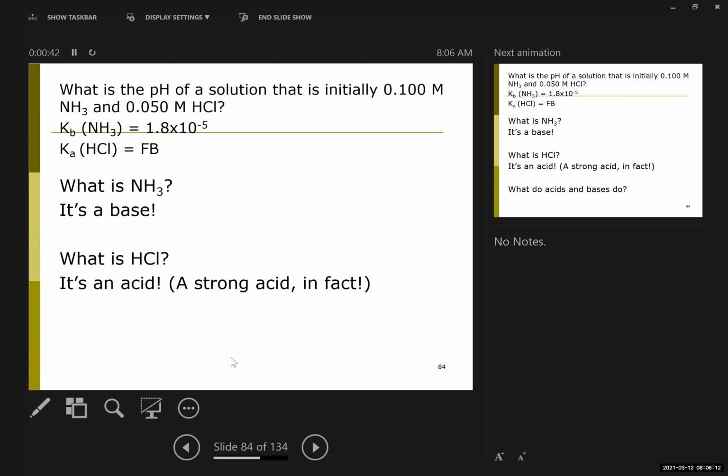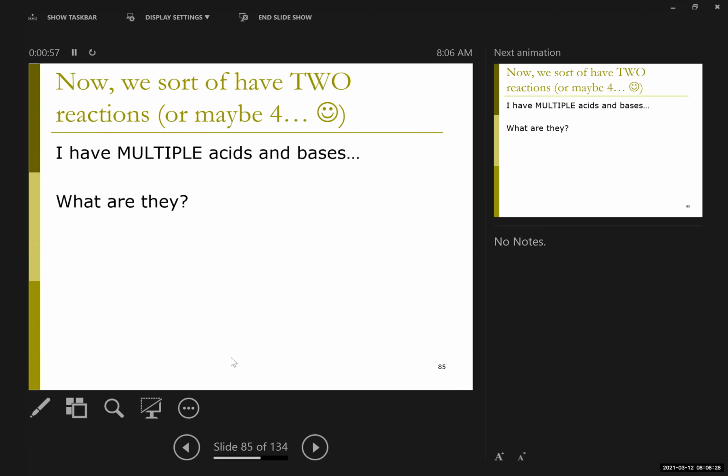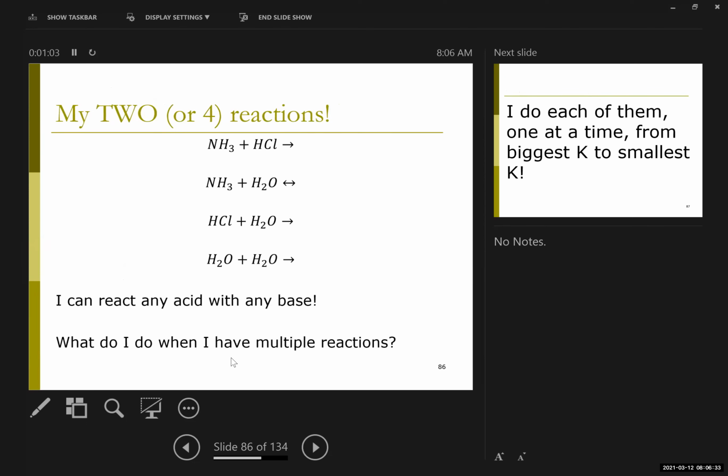And so I always have other reactions going on, right? There's the Kas of the acids, the Kbs of the bases, and of course, there's always good old Kw just because water likes to react with itself. And so my general scheme for all of these things is, if you have multiple acids and bases, make a list of the acids, make a list of the bases, and make them each react with all of the other matching compounds. So if you have 2 acids and 2 bases, you end up with 4 reactions. If you have 5 acids and 5 bases, you end up with 25 reactions.